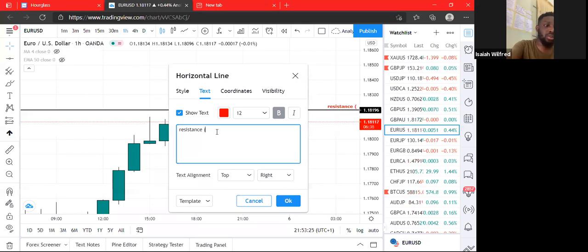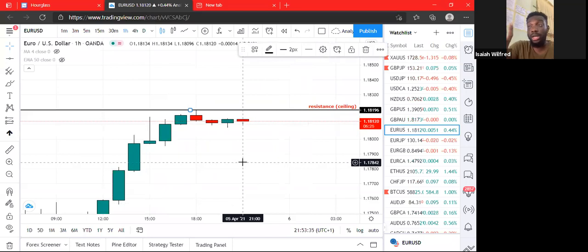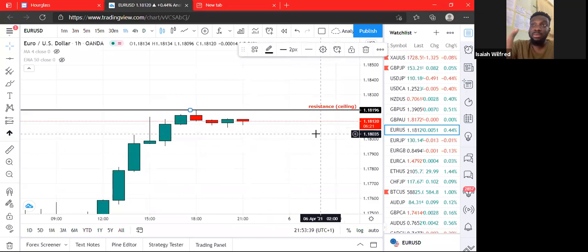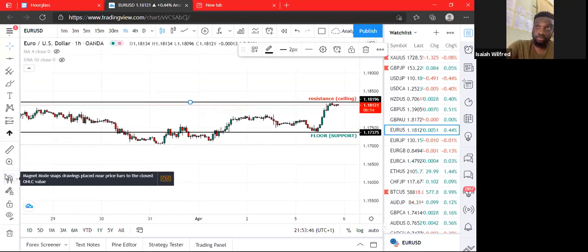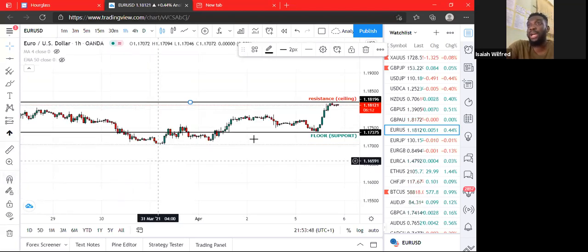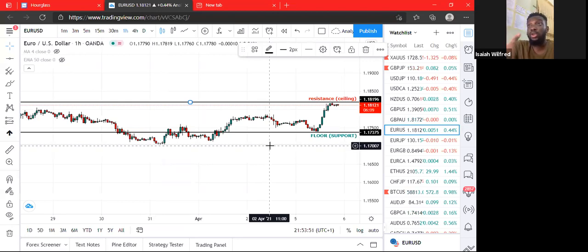So resistance, or we can call it the ceiling. So all we are simply doing on this top-down analysis is we are just marking up where we are seeing prices get to, and the price reverses at this point and it bounces back. So that's all we are basically doing. So on the 1 hour time frame, after marking up your daily charts, your daily candle, now you start identifying the places you can actually see price getting to and reversing. So that's all we are just doing.